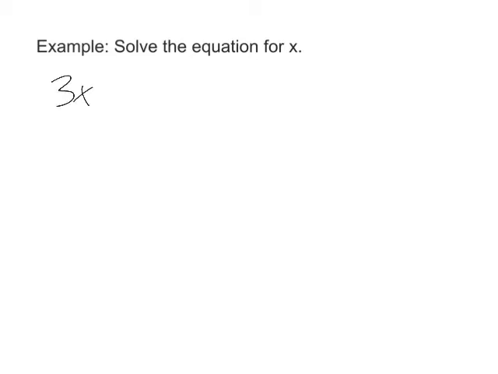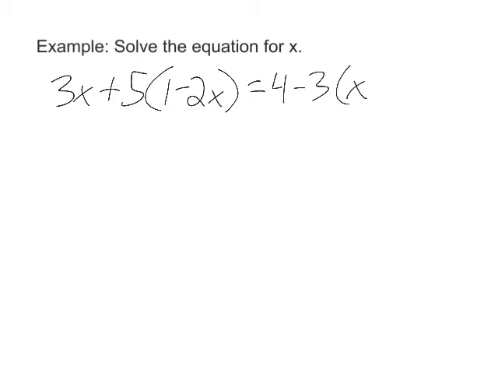3x plus 5 times (1 minus 2x) is equal to 4 minus 3 times (x plus 1). Okay, so what we have to do first is simplify each side individually. And so what I want to do is use the distributive property here, where we have the 5 times (1 minus 2x), and then again over here where we have negative 3 times (x plus 1). So let's start working on that.